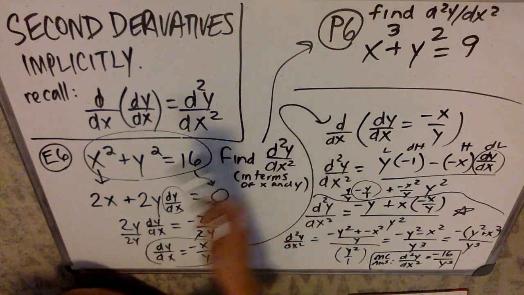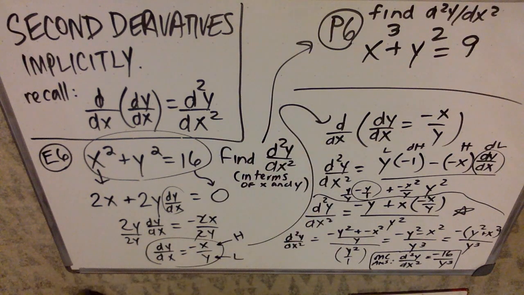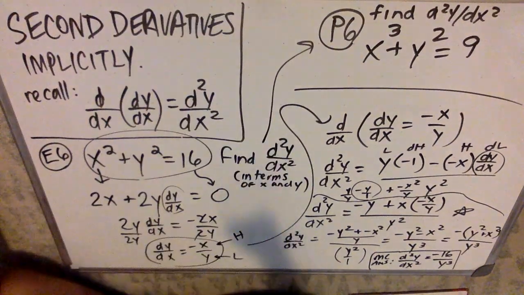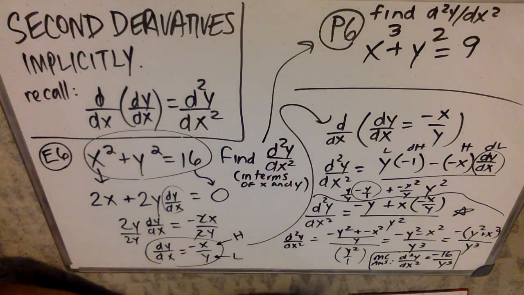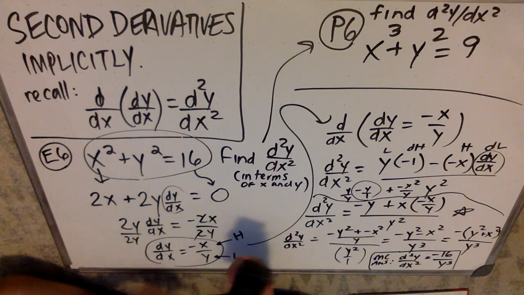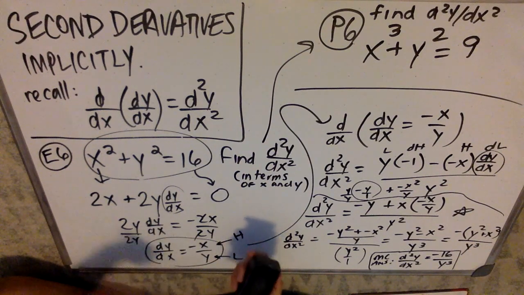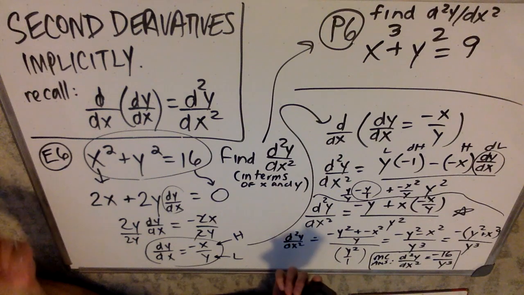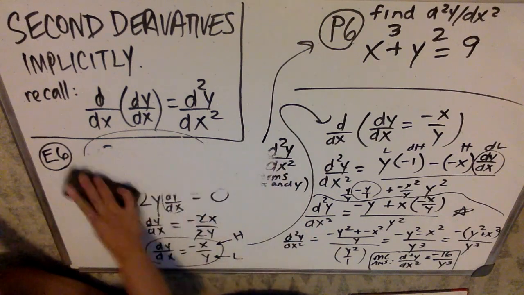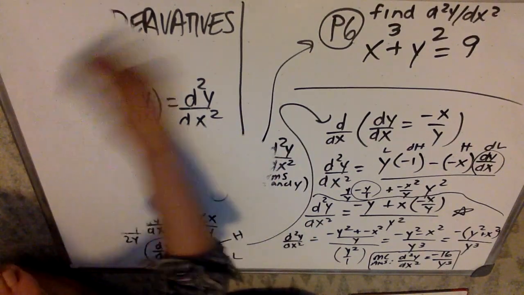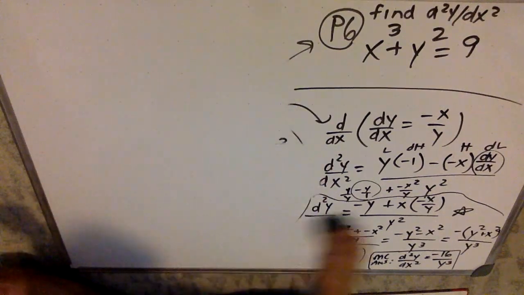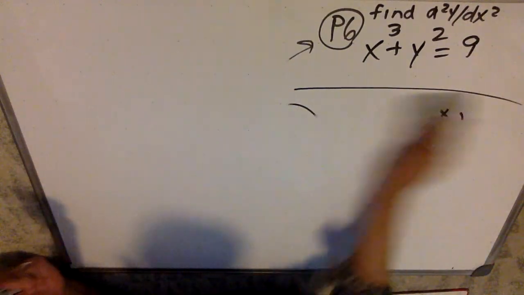Now, I don't know that the one I made up is going to look nicer like that because, to be perfectly honest, I randomly made that one up. I did intentionally give you an E6 that looked similar to a real AP problem. So I want you to try the same thing with P6. You're going to find d squared y dx squared in terms of x and y. So I'm going to erase to get some space, and then we'll go ahead and do P6.